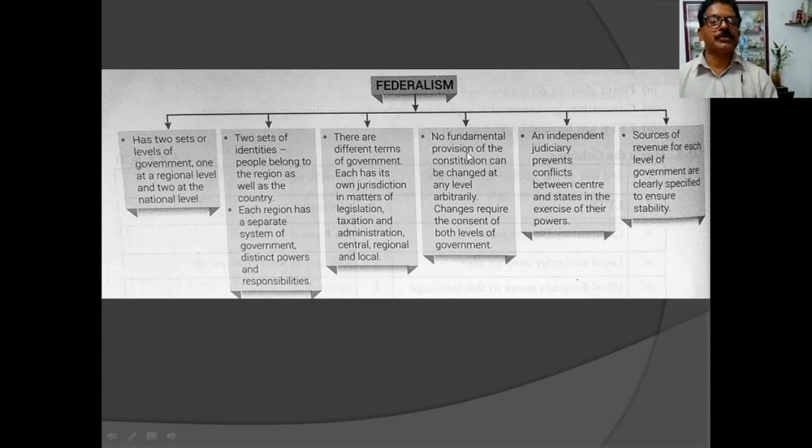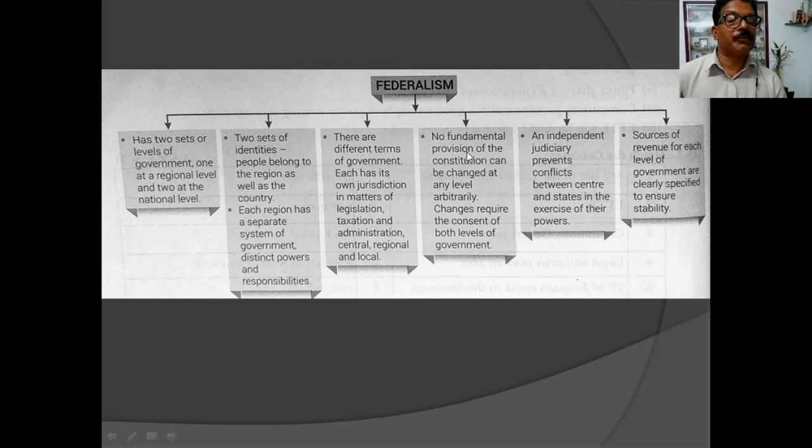Then next feature of federalism: the fundamental provisions of the Constitution cannot be changed arbitrarily by one level of government. If you want to bring about any changes in the fundamental provisions of the Constitution, you need a two-thirds majority support of both the levels of government.